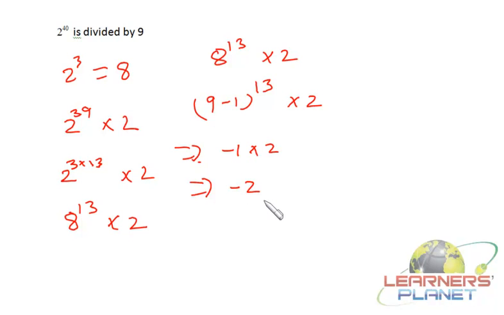Okay. So but the remainder cannot be minus 2. So the final remainder will be 9 minus 2, that is 7. So if 2 raised to 40 is divided by 9, the remainder will be 7.